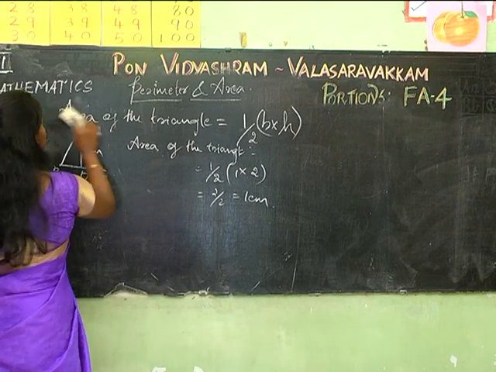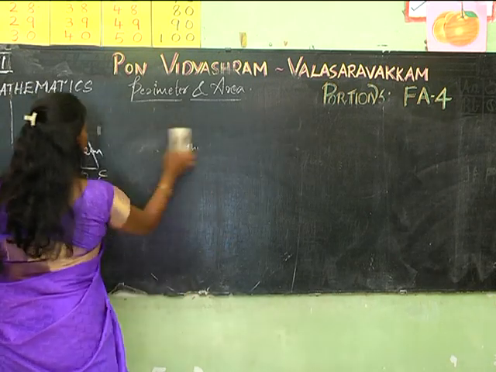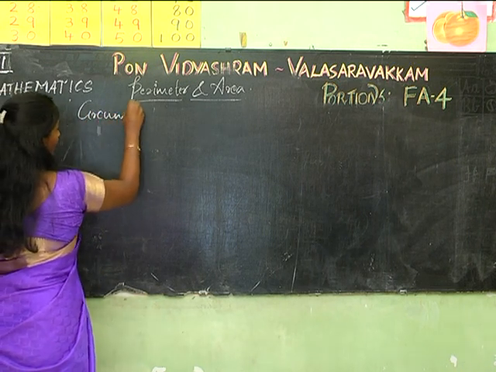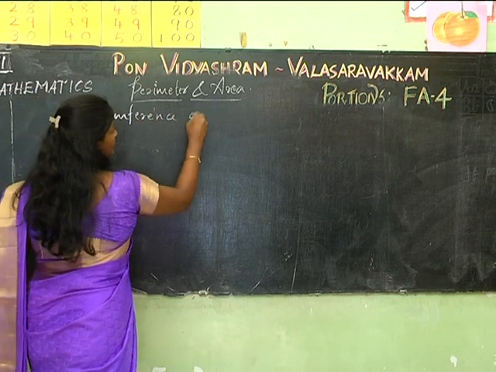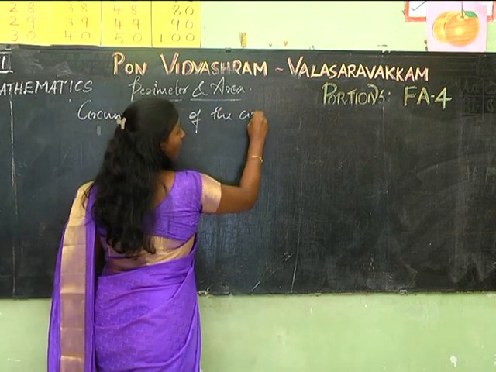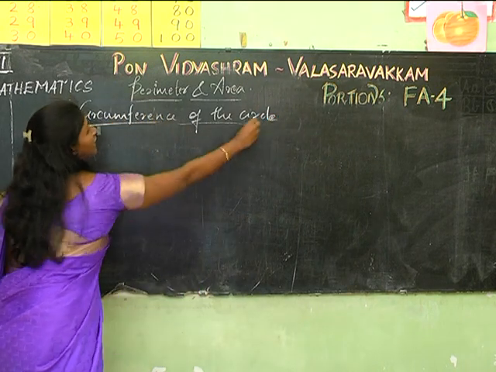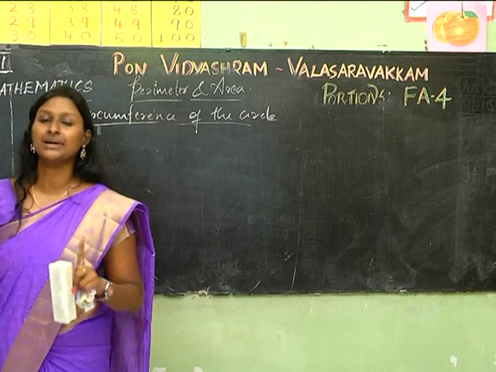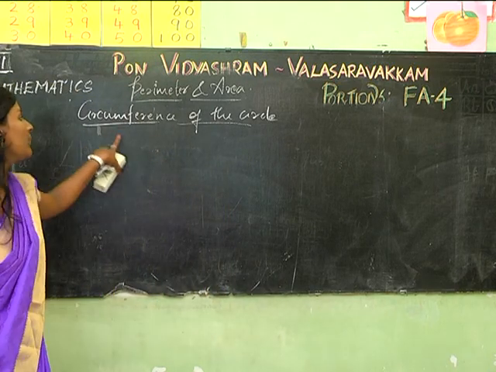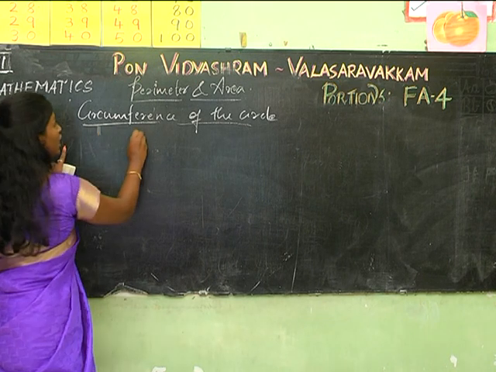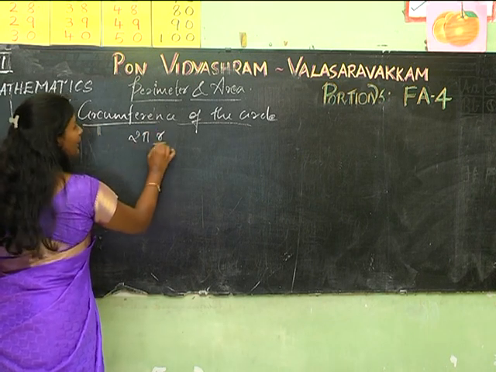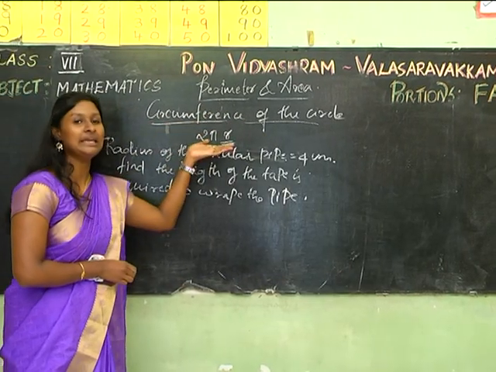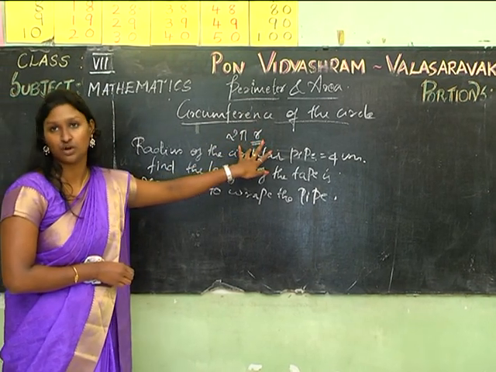The next thing we are going to see is the circumference of the circle. What does the word circumference refer to? The distance traveled around the circle once is nothing but the circumference of the circle. So we have the circumference formula of the circle as 2 pi r, where r refers to the radius of the circle.